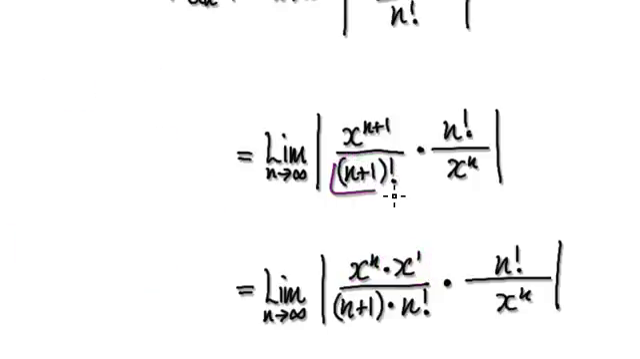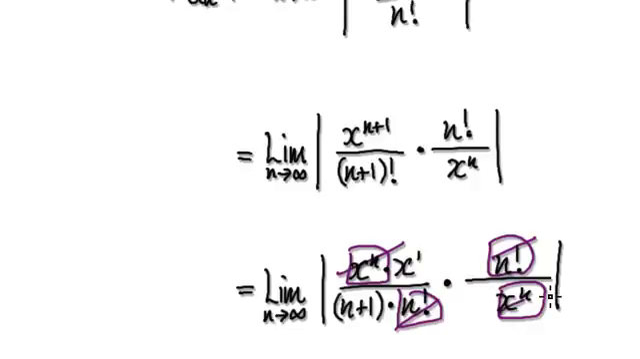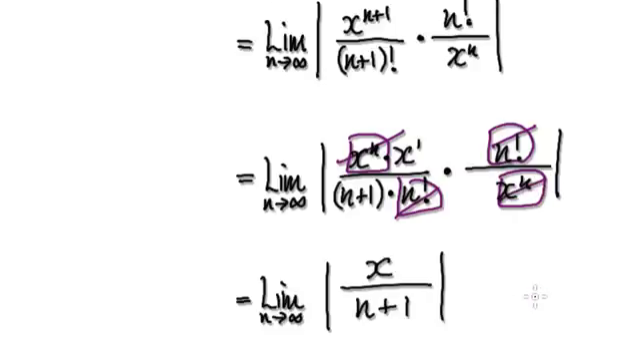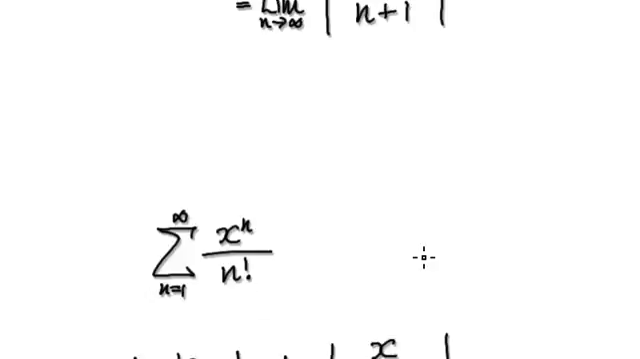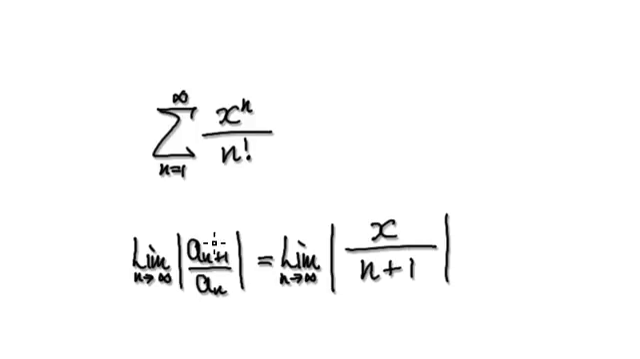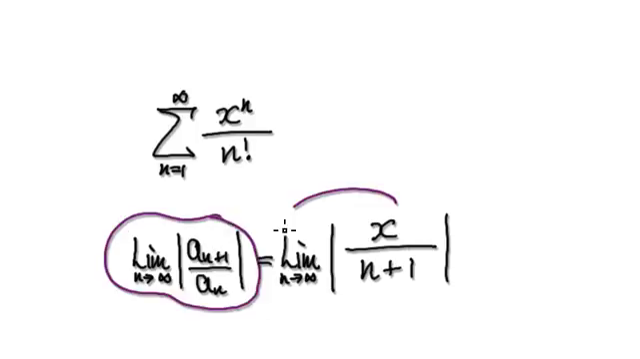So this thing here can be rewritten as n plus 1 times n factorial. Now this will cancel out with this, and this will cancel out with this. All that would be left will be x to the power of 1, which is x, and then you've got your n plus 1. So after all that, if you use the ratio test, this value here will be x over n plus 1.